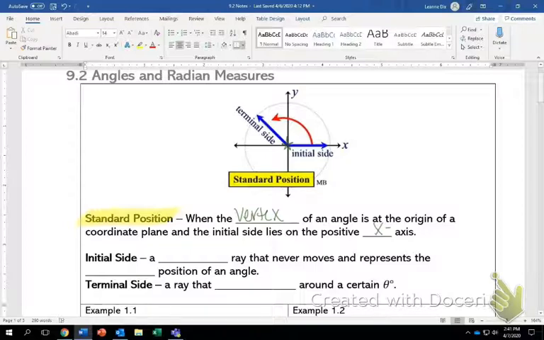The next one is initial side. The initial side, you can sort of think about it, it is a fixed ray. It's a fixed ray that never moves and represents sort of the starting position of an angle. So you are starting off on sort of this particular location. All right, so that is your initial side.